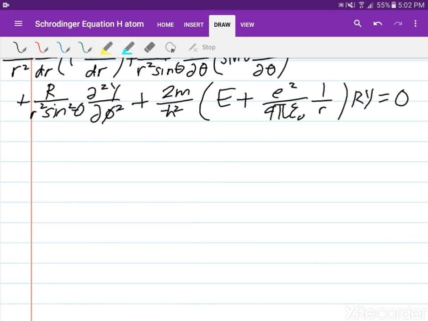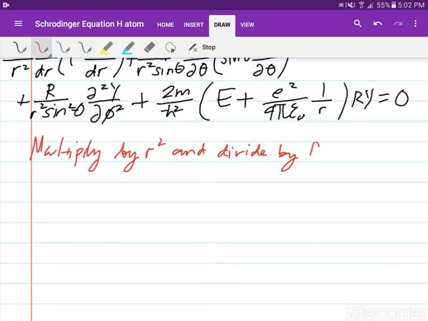Okay, so our next step, we multiply the whole equation by r squared and divide by R Y. So by doing so, we can now separate the radial and angular terms.